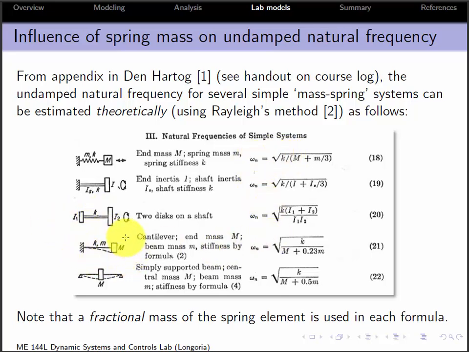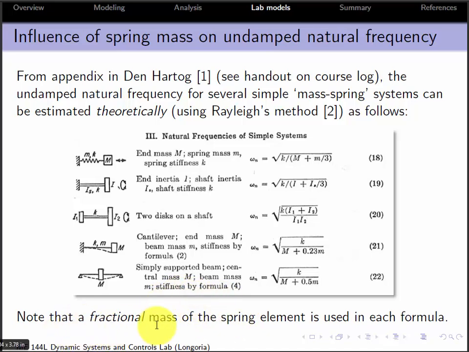The one that we've actually studied is the cantilevered beam with a mass at the end. So look at this one: we would try to find if adding 0.23 times the beam mass would give us a better estimate of natural frequency than if we were to just ignore this mass. Now these values that Den Hartog shows here are not experimentally determined, they're theoretically determined using a method which is kind of like an energy method called Rayleigh's method, and it's described in this handout, which is a chapter from Thompson's book, for any of you that are interested.